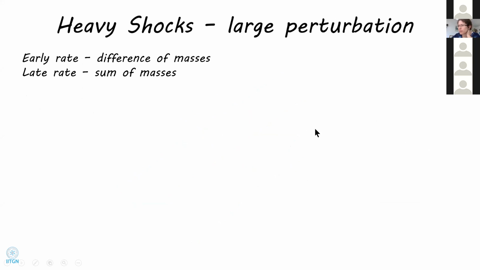We also repeated these same arguments for heavy shocks. So for a large perturbation, it is expected from spin chain arguments that at early times the rate of change of complexity is going to be proportional to the difference of masses, and at late times to the sum of masses. And since we are throwing a very large perturbation on the system, it scrambles almost right away. So the scrambling time is expected to be much shorter.